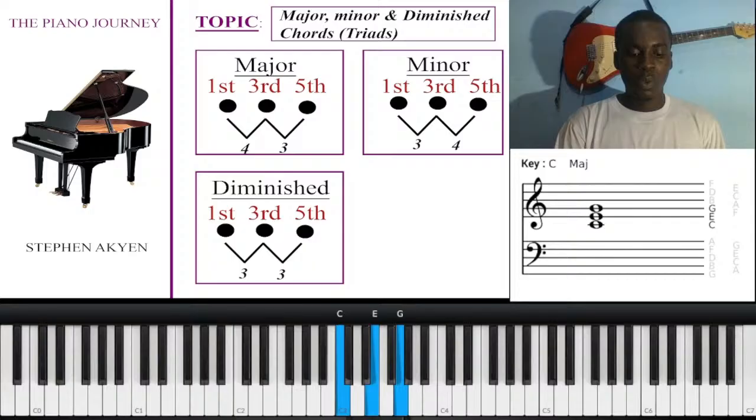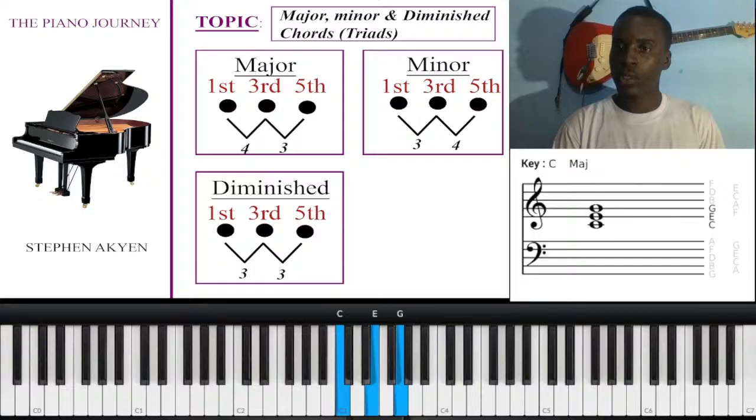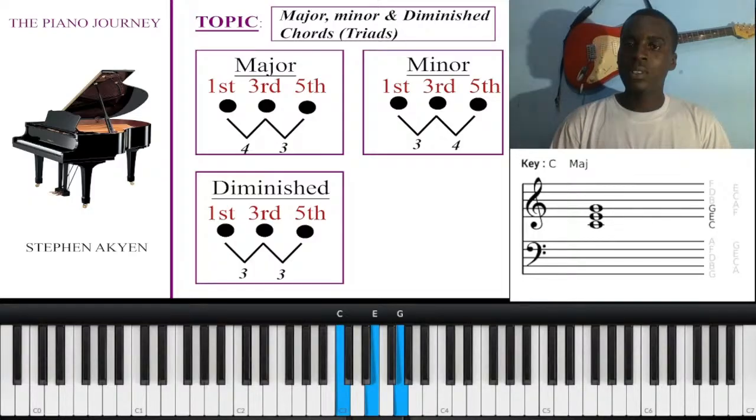C major. So from here we count 1, 2, 3, 4. 1, 2, 3. We get our C major chord. After getting the C major chord, if you want to get the C minor chord, we already know that the formula is 1, 3, 5.